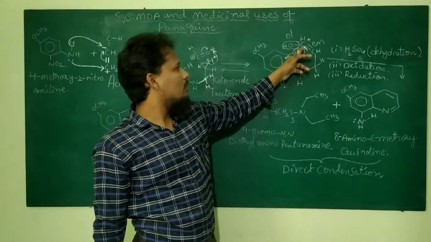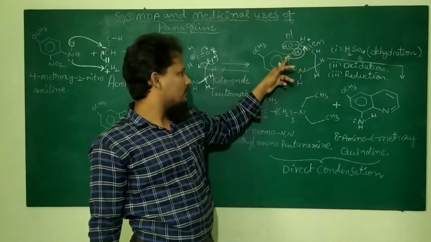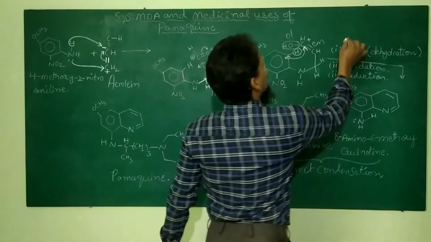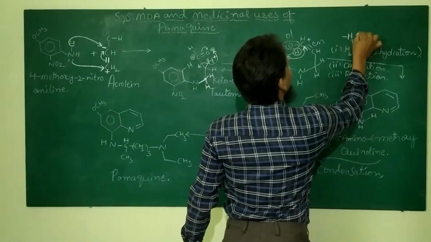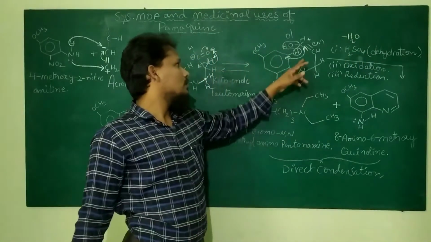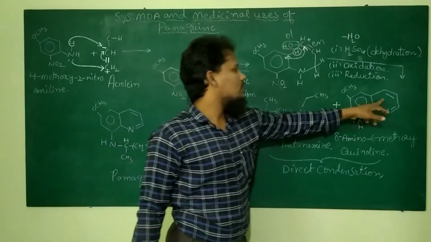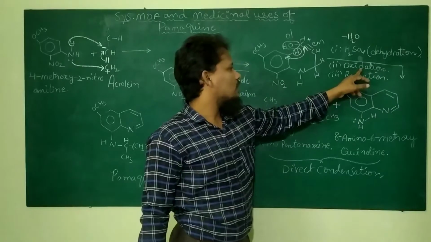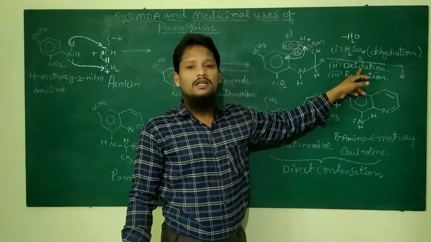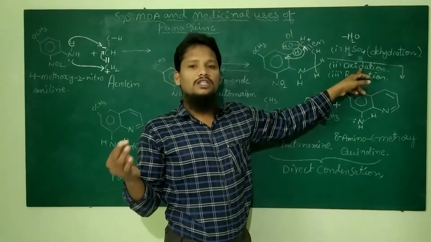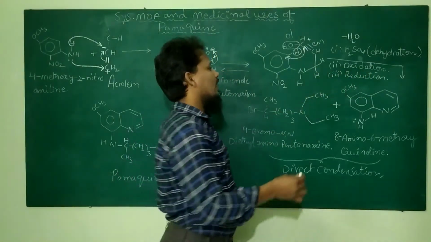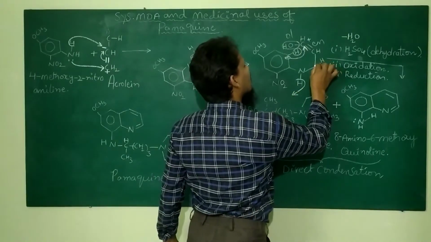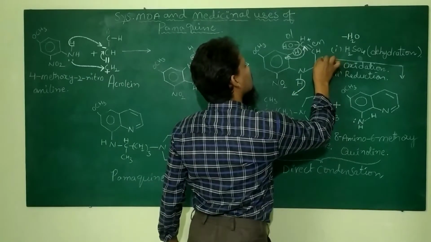So the hydroxyl group from the enol and a hydrogen from this aromatic ring are eliminated as a water molecule. Right? So it becomes a ring closure reaction. Look at here, the ring is closed here. Now oxidation. Oxidation, we all know, is nothing but elimination of hydrogens or addition of oxygens. Here we are eliminating the hydrogens. First one of the hydrogens from the nitrogen, and from this carbon one hydrogen.